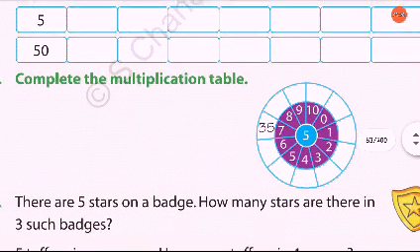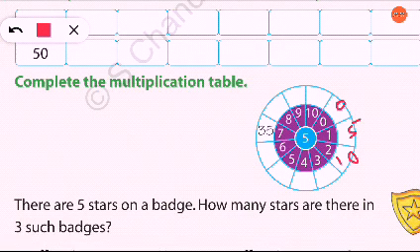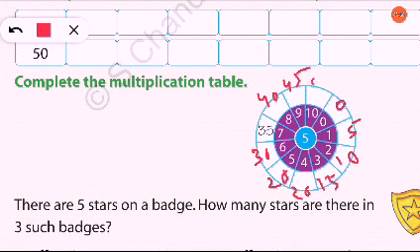5 1s are 5. We can write 5 zeros are 0, 5 1s are 5, 5 2s are 10, 5 3s are 15, 5 4s are 20, 5 5s are 25, 5 6s are 30, 5 7s are 35. It is written. 5 8s are 40, 5 9s are 45 and 5 10s are 50. Okay, hope it is clear to you. So students, do it very nicely and write the number in the given blank only.